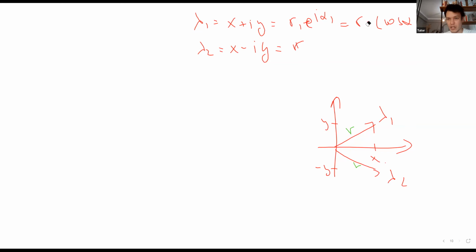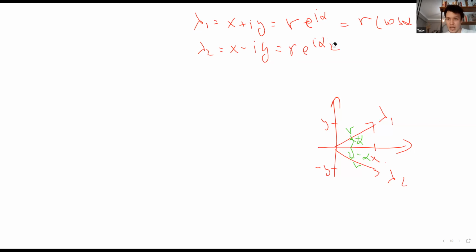So instead of writing r1, I can just write the radius, right? Because they share the same radius, it's going to be r e to the i alpha 2. But if you look at alpha 1 and alpha 2, because they're complex conjugates of each other, this angle is alpha. If you go counterclockwise, it's plus alpha, but if you go clockwise, it's going to be minus alpha. So basically alpha 1 and alpha 2 are going to be plus alpha and minus alpha.